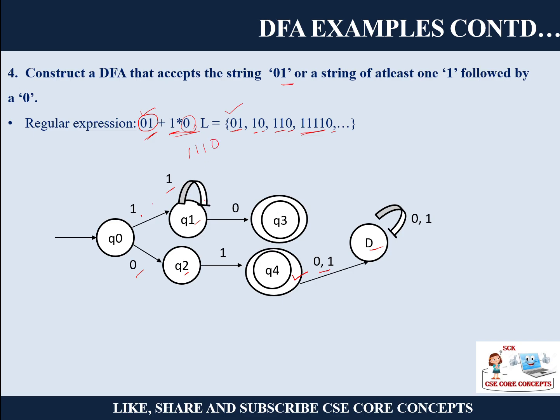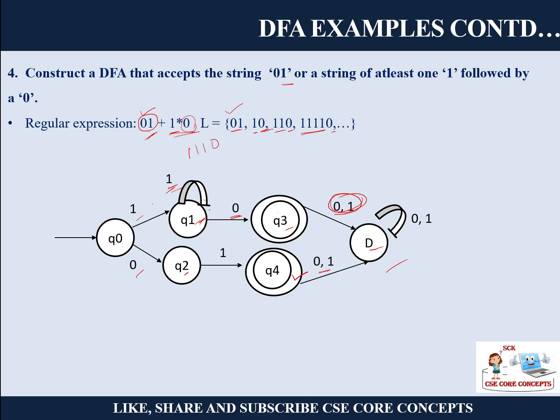So 1, you go to the next state. Now if you have another 1, you remain in this state. Another 1, you remain in this state until you encounter a 0. So as soon as you encounter a 0, you go to the final state. But after this last 0, you cannot accept anything else other than zeros or ones, right? So if you have anything else apart from that, you go to the dead state.